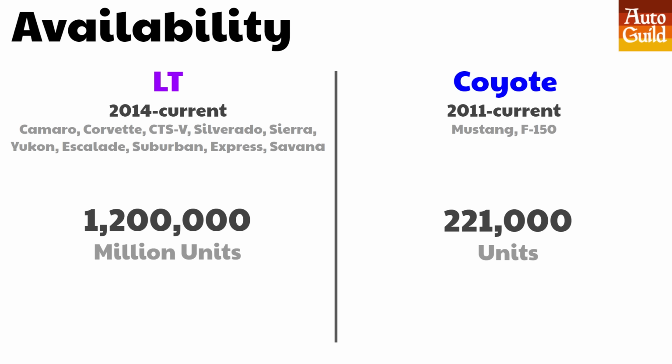For the Coyote, this is not the case. It's only offered on 2 vehicles. On the Mustang, the V8 pen rate's about 35%, and on the F-150, it's only about 25% because remember, most F-150s being sold are the turbo V6 EcoBoost. So for sure, the LT engine, much easier to find in junkyard, advantage LT.